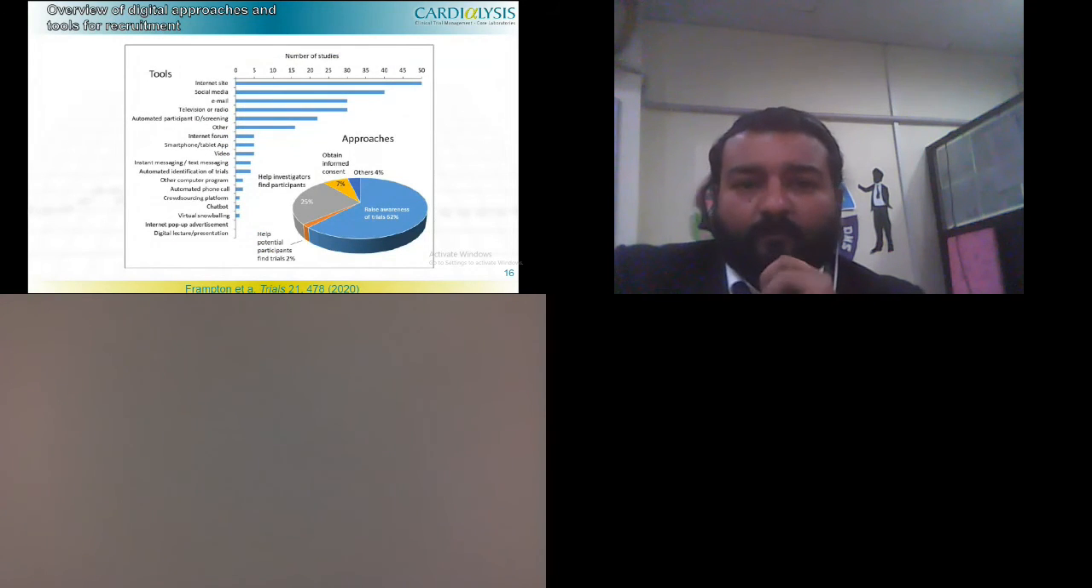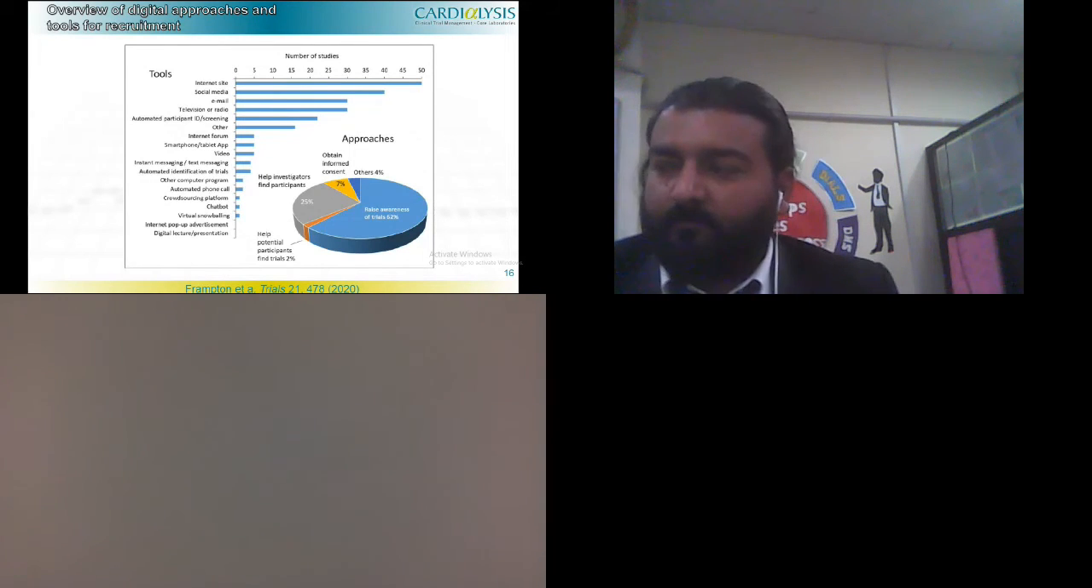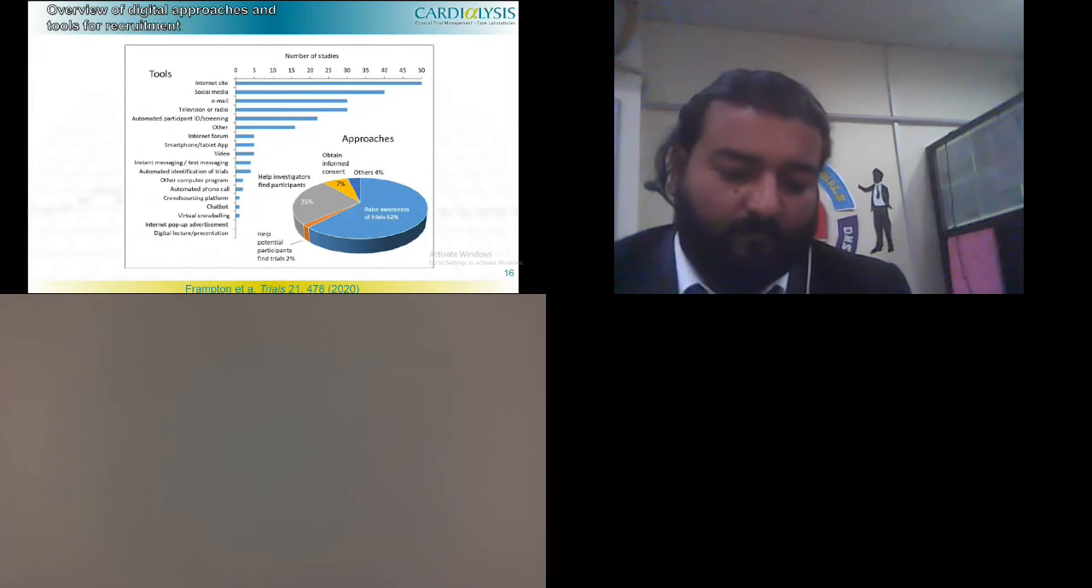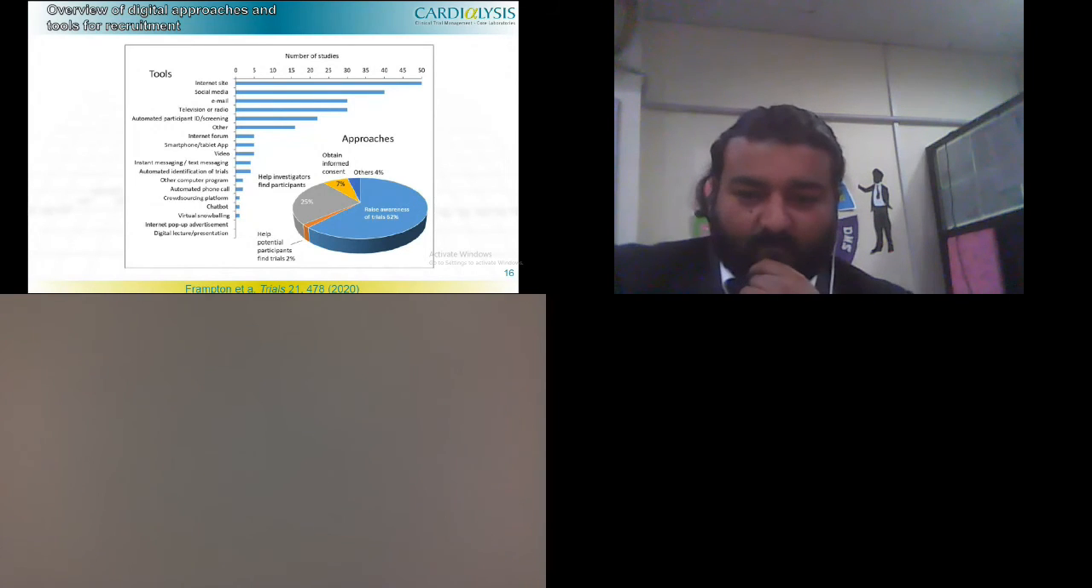And there are different digital approaches and tools that can be used for recruitment and are summarized here. The most frequent: internet site, social media, email, television, and radio, among others. And these approaches are used mainly, as you can see on the bottom right, to raise awareness in 62% of cases, to obtain informed consent in 7%, to help investigators find participants in 25%, and finally, to help potential participants find trials, that's only 2%.